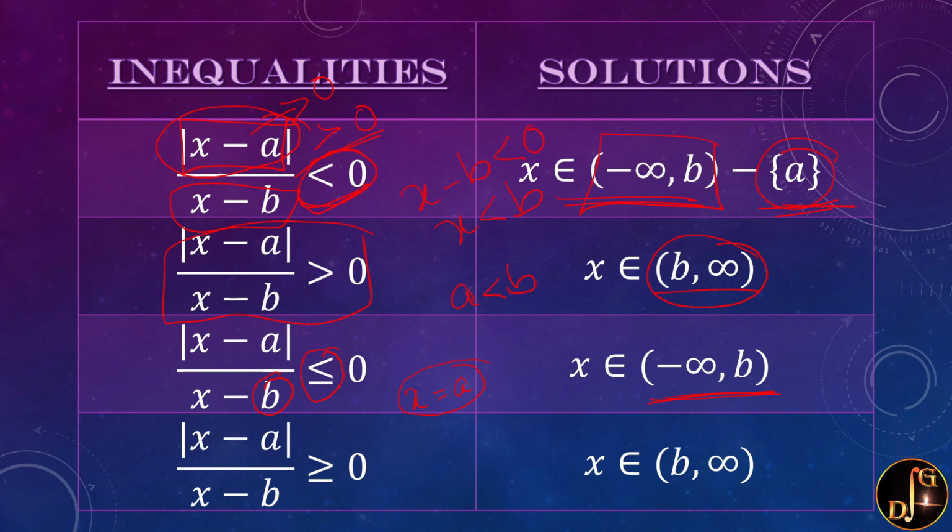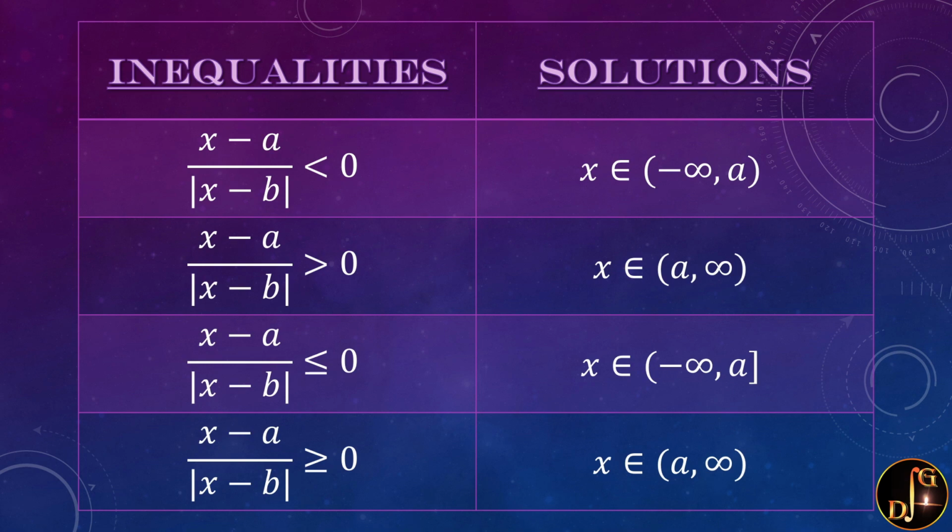Similarly, if we have greater than or equal to 0, then the solution is the same as the second case. There will be no difference. We are not adding anything. We are not deleting anything. We'll just get the denominator is greater than 0. It cannot be equal to 0.